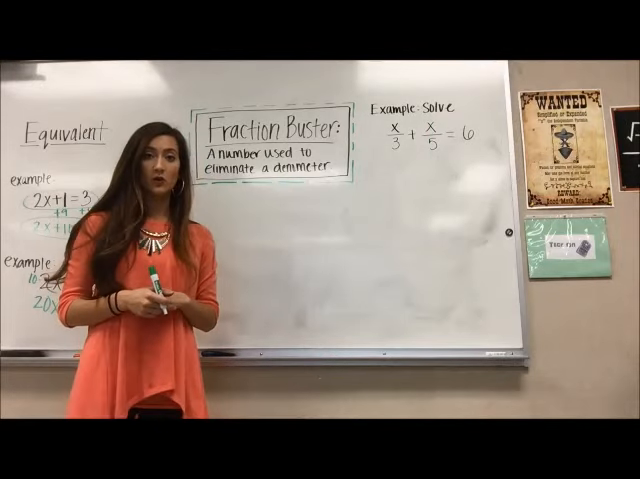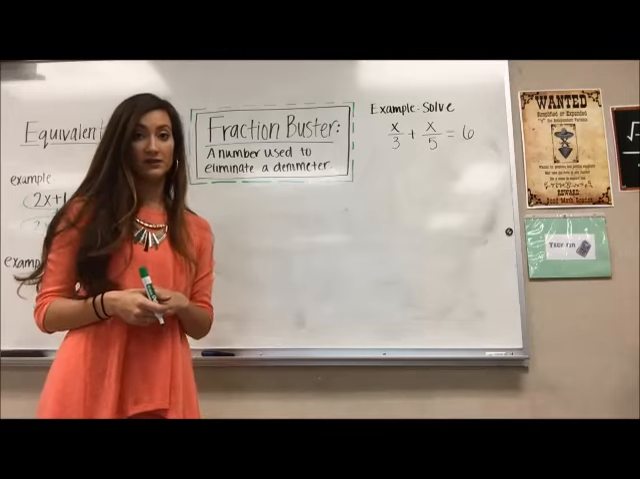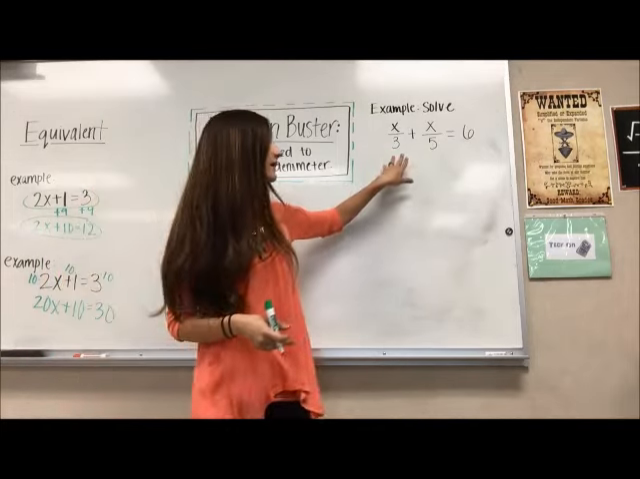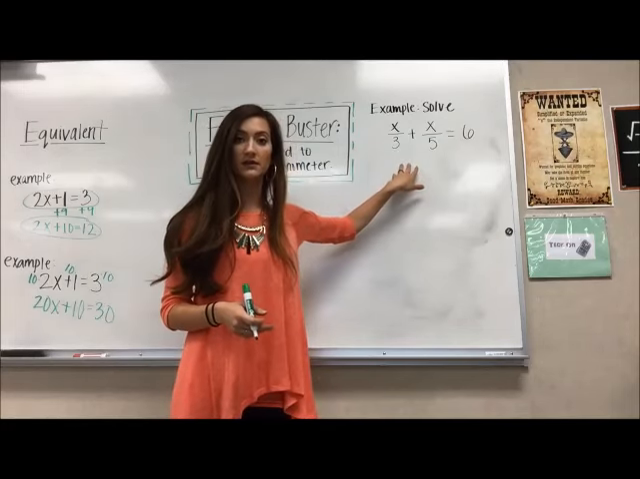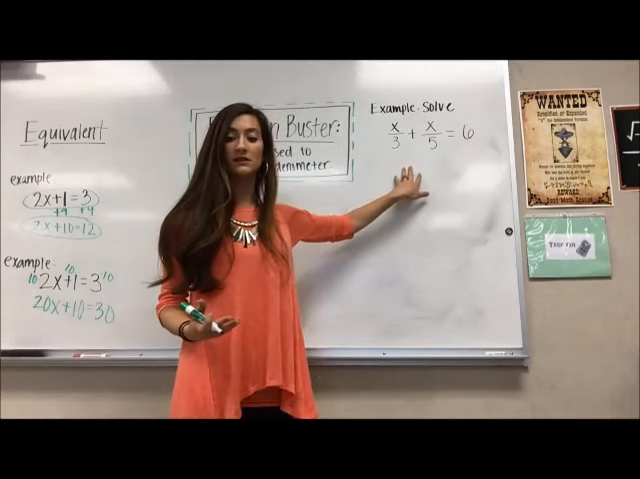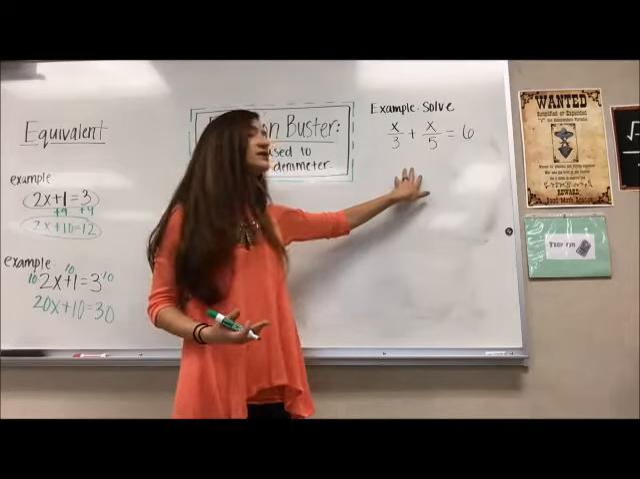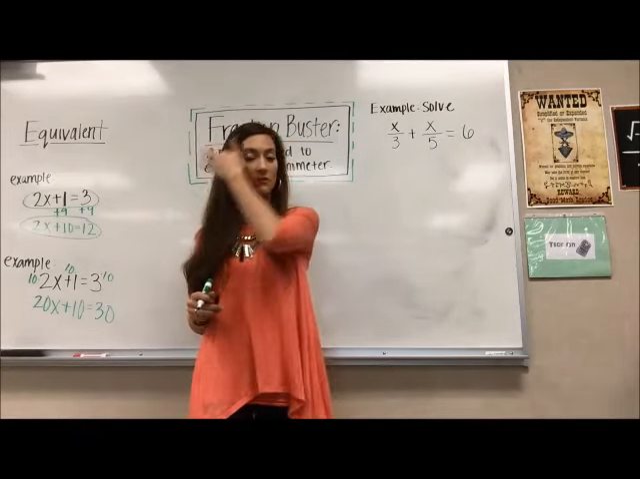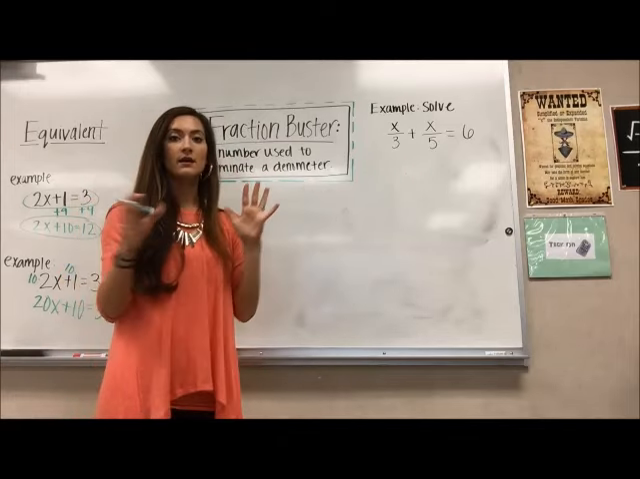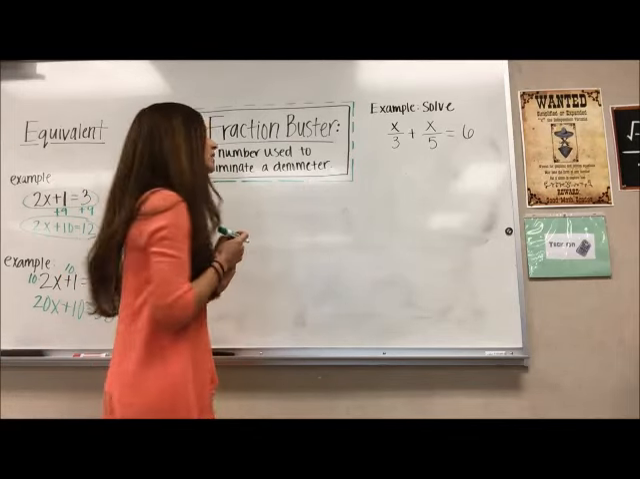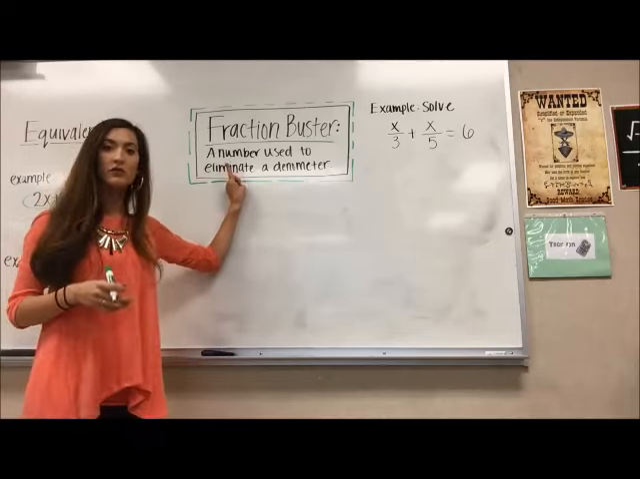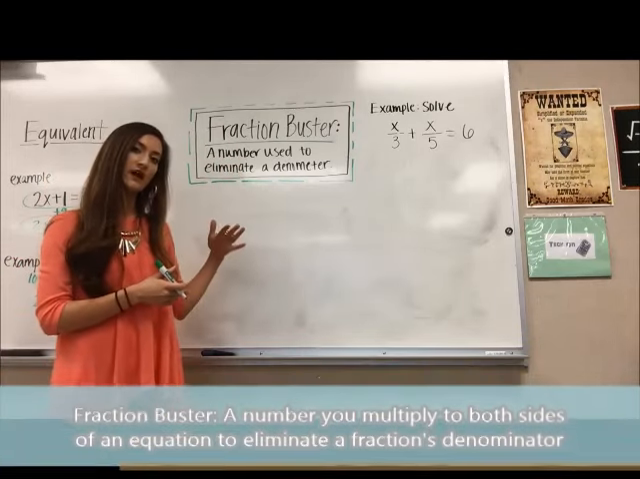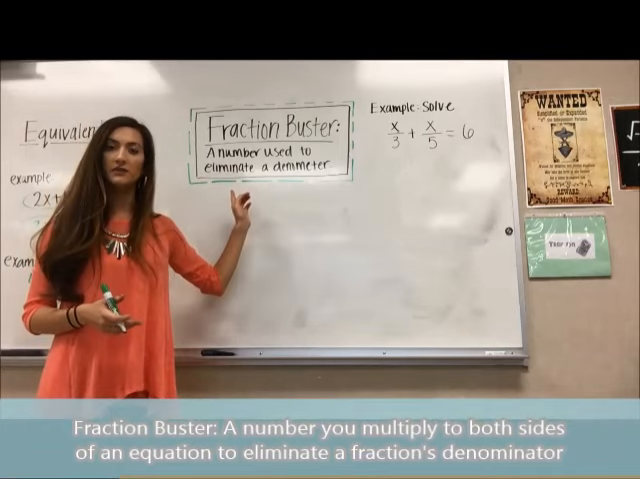So this idea of equivalence brings us to fraction busters. Fraction busters are used when we have an equation that involves fractions. It's not very easy to solve with fractions, so we want to get rid of them, cancel them out, and we do that with fraction busters by multiplying something to both sides of the equation. So the fraction buster is the number that you multiply to both sides of an equation to get rid of that fraction, or to cancel out the denominator.